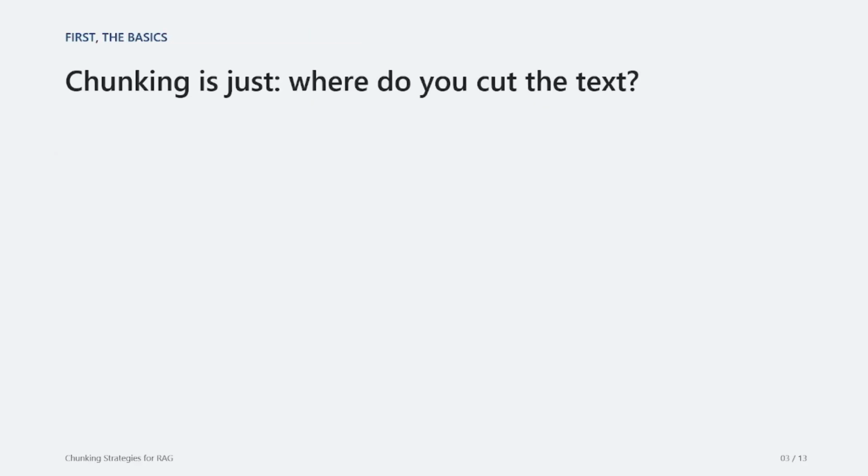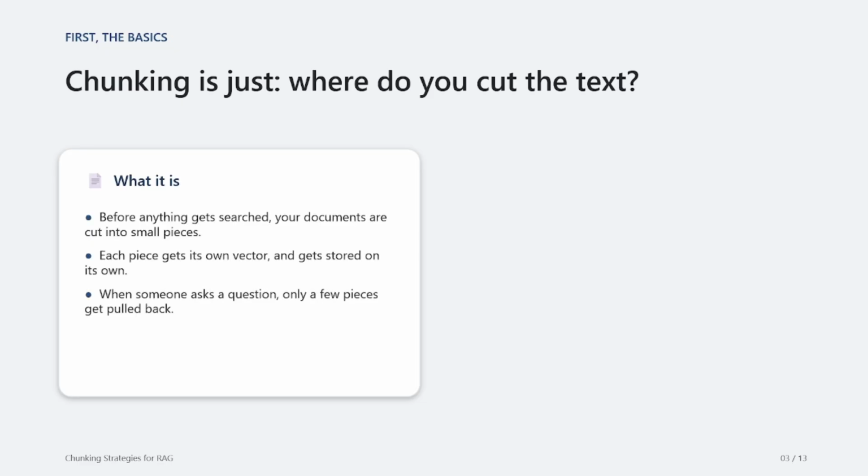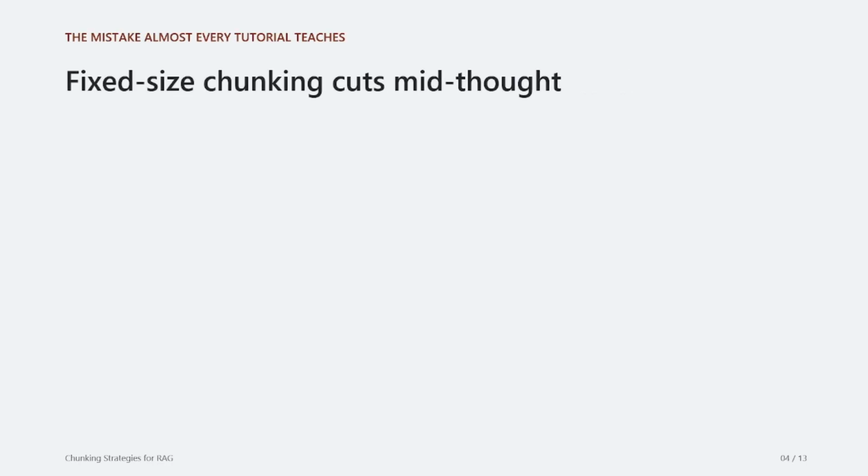Let's start simple. Chunking just means this. Before anything gets searched, your documents get cut into small pieces and each piece gets its own vector stored on its own. When someone asks a question, only a few of those pieces get pulled back. So here's why it matters so much. A bad cut can only ever return a bad, broken piece of the answer.